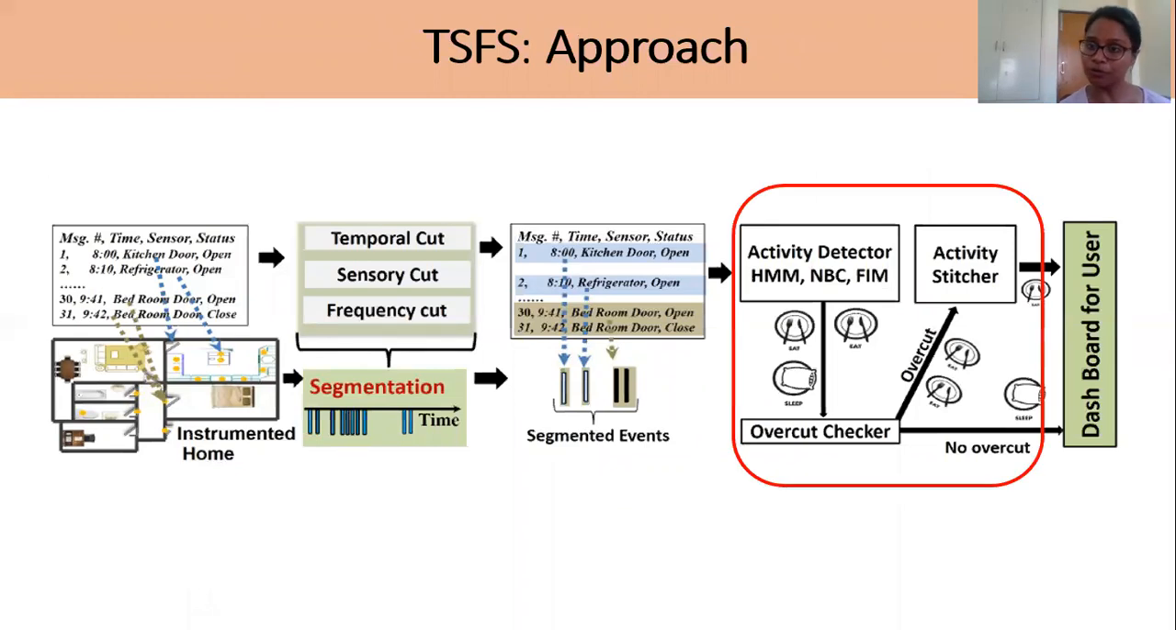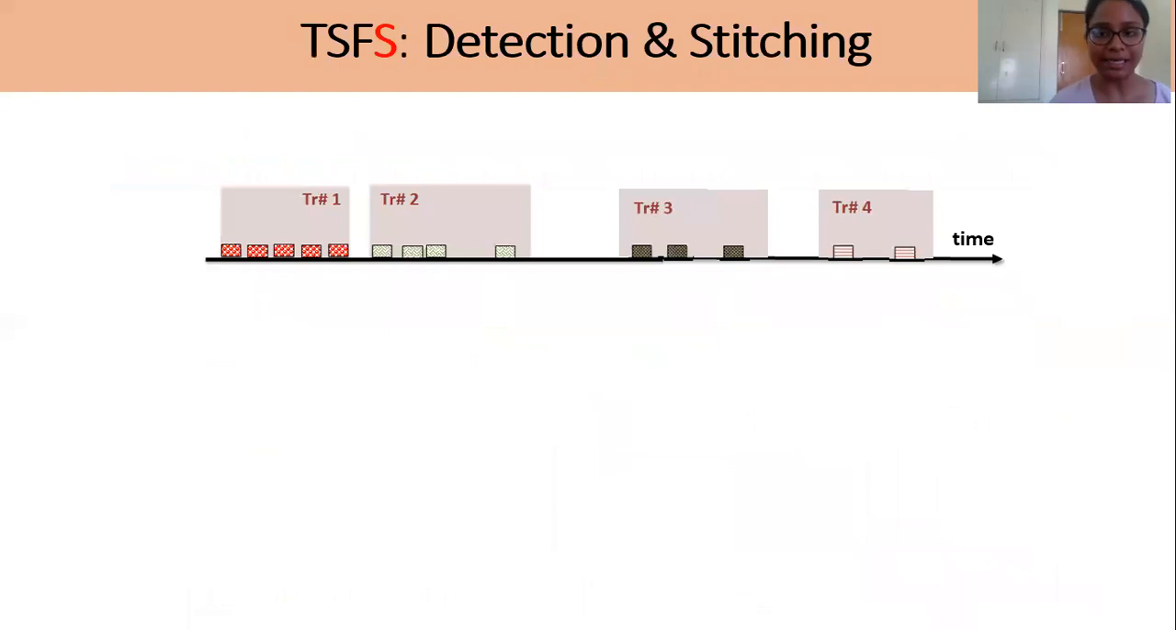Now let's move on to the activity detector and the activity stitcher part. So the activity detector is very simple. After you have gotten the transactions, you run a machine learning algorithm, in our case NBC, HMM, and FIM, and you find out some labels for them from the training and testing. You find out that these are cooking, eating, and drinking water.